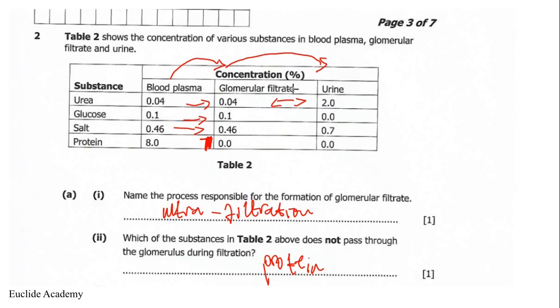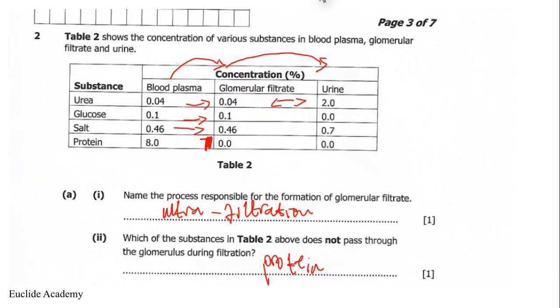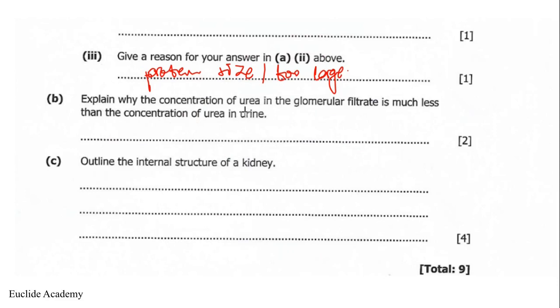as it's being filtered off, there is what we call selective reabsorption, where some useful substances like glucose, water, and amino acids are reabsorbed back into the blood, which makes the concentration of urea to be more. So if I were to illustrate for you, let's say this is what we have here. We have different substances in here.